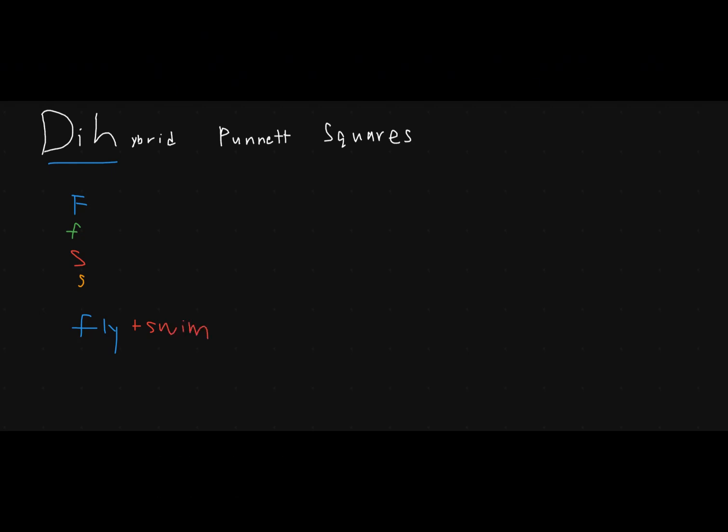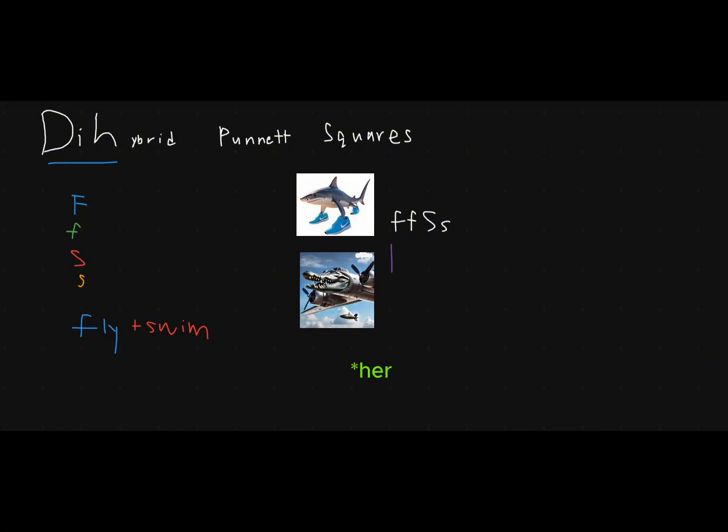Now, since Tralalero Tralala is a shark, he won't be able to fly, but he will be able to swim. So we'll set his alleles to be little f, little f, big S, little s. Similarly, Bombardino Crocodilo is able to fly, but he won't be able to swim. So his alleles will be big F, little f, little s, little s.